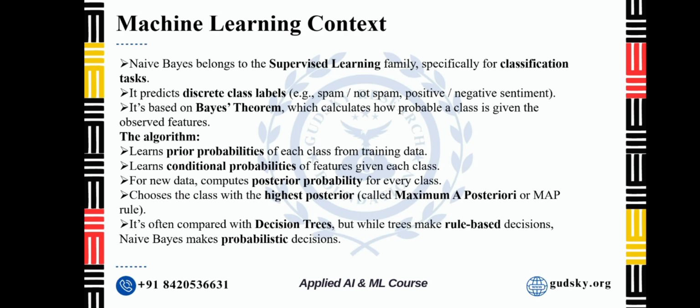So it is a MAP rule. It's often compared with decision trees. Decision trees make rule-based decisions, but instead of hard yes or no rules like decision trees, naive Bayes makes decisions probabilistically based on the given evidence.